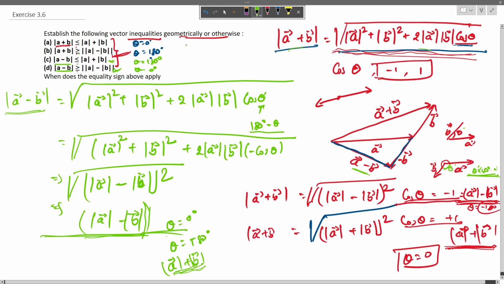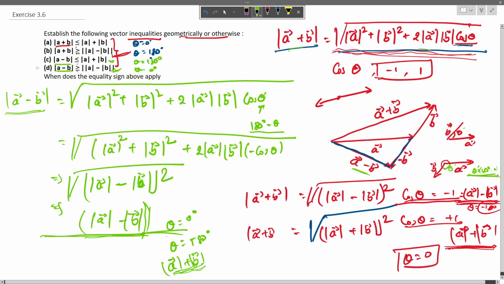So now we can conclude the question by saying that when vectors are pointing in the same direction, the magnitude of the addition of vectors is equal to the addition of the magnitudes of the independent vectors. If vectors are pointing in the opposite direction, then the magnitude of the addition is equal to the difference of the magnitudes of the independent vectors.